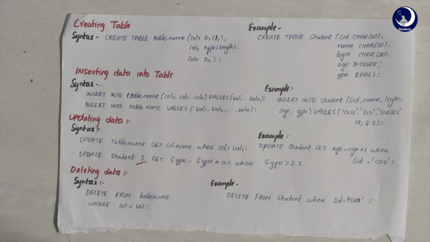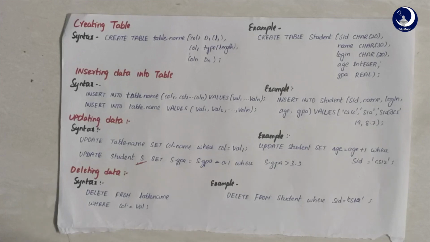Now let's see updating data in a table. The syntax for doing so is update table name, set column name is equal to the new updating value, where column is equal to value. Here you use a where clause to select the column you want to update. If you don't use a where clause, the data will be updated throughout the table. So it is important to use a where clause if you want to change only one person's data.